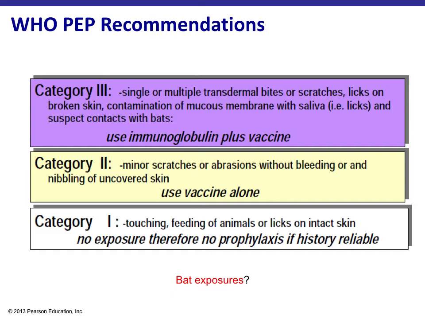Category 2 exposure, these are minor scratches or abrasions without bleeding, and the nibbling of uncovered skin without penetrating the skin, then one can use vaccine alone. In category 1, that's touching, feeding of animals or licks on intact skin, there's no exposure and therefore no prophylaxis if the history is reliable. In other words, if this animal doesn't have any history of being sick, or having any signs of rabies.